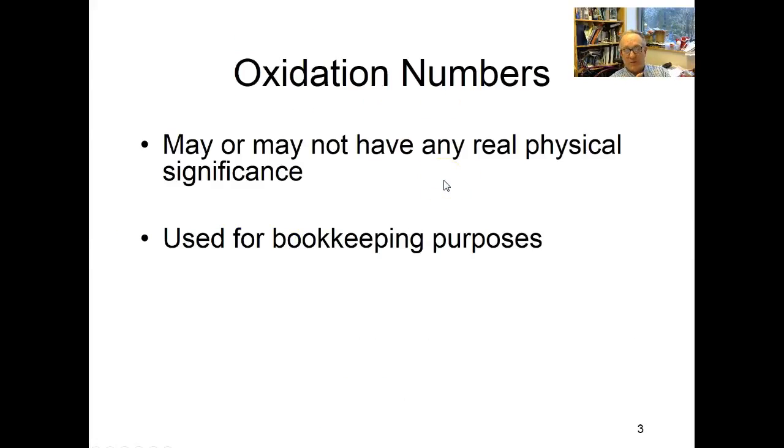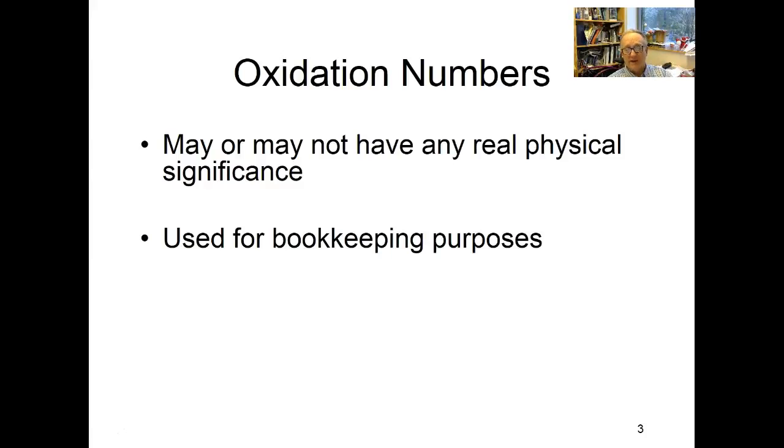Let's talk about oxidation numbers. This is a way that we can help track what's taking place, what's being oxidized or what's being reduced, and they may or may not have any real physical significance. If we're talking about ions and metals, like we just saw, the oxidation number and the charge are going to become equal. But if we're talking about covalent compounds, molecular species, where there aren't charges, these are usually sort of pseudo charges. We may hear oxidation numbers called oxidation states, and we're using them for bookkeeping purposes.